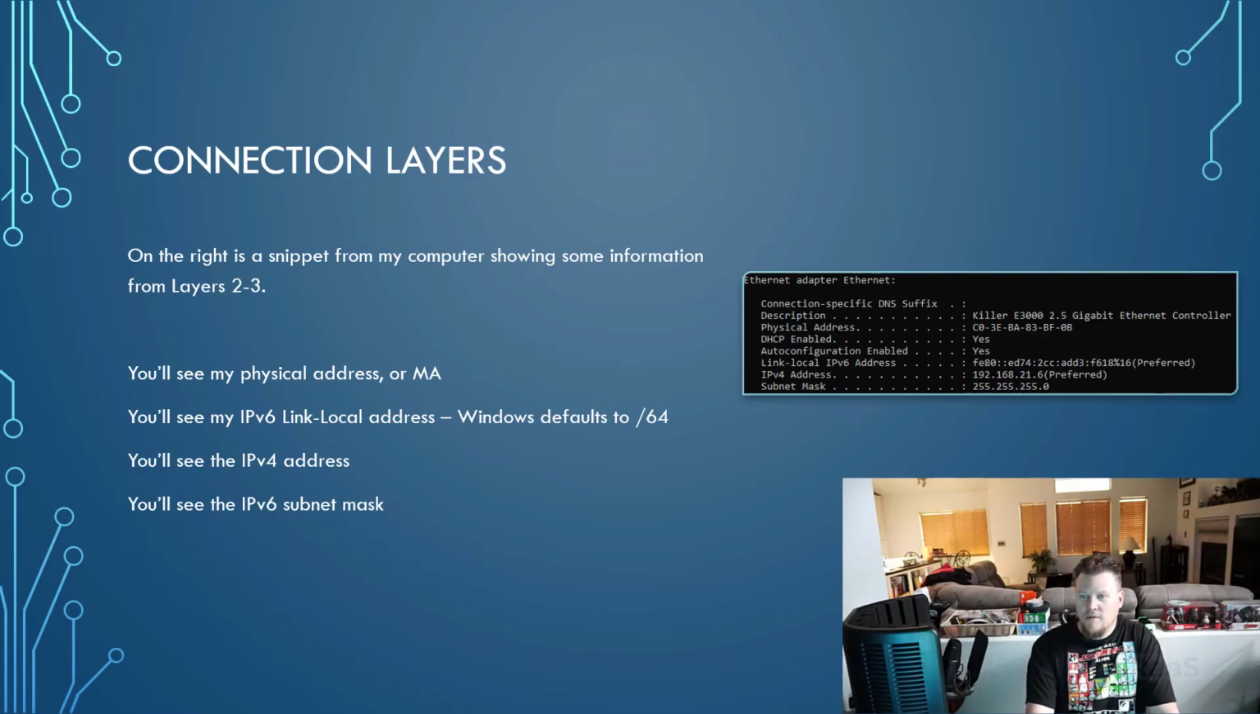And as I showed you before, looking at the connection layers, you'll see the snippet. I have my physical address, my IPv4 IP and mask, and my IPv6 address. Keep in mind at the bottom it should say IPv4 subnet mask. So yeah, moving on.